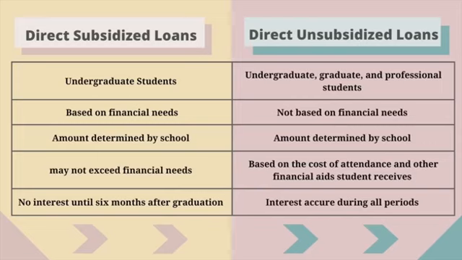Direct subsidized loans are for undergrad students only. They are determined by the school and based on financial needs. Most importantly, there is no interest until 6 months after graduation.